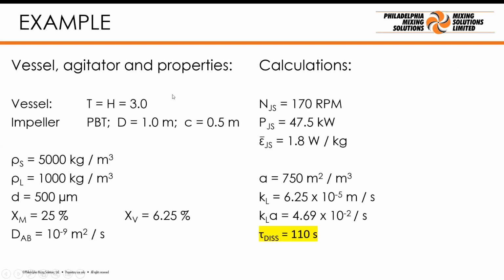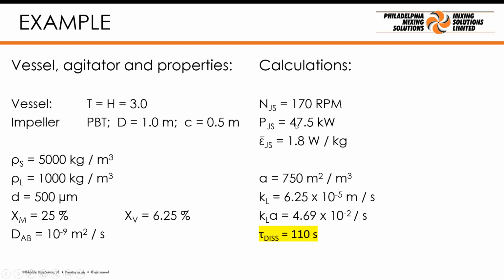So here's a quick example. Tank diameter, liquid depth is 3 meters. I've got a pitch blade turbine, particle density of 5,000 kilograms per cubic meter, liquid density of 1,000, particle size 500 microns, 25% weight, 6% by volume, diffusivity of 10 to the minus 9 meters squared per second. So here's the calculations. Just suspended speed is 170 RPM.